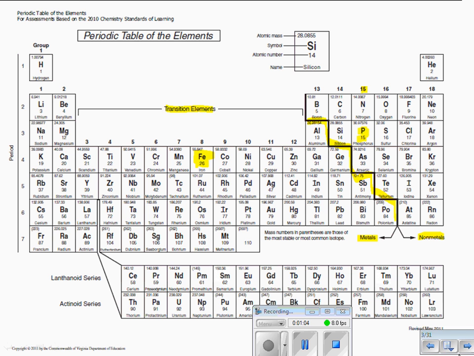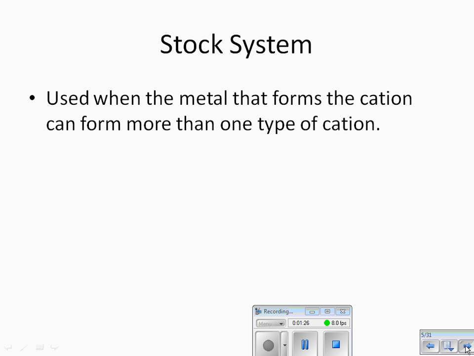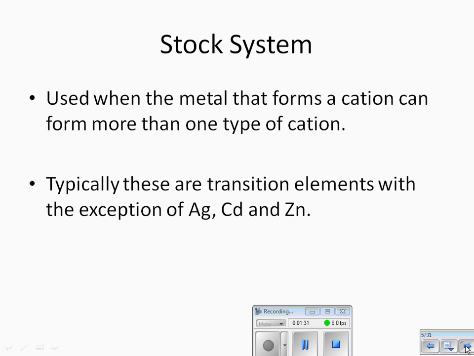So let's go back to the rules that we discussed in prior videos and take a look and see if it falls into the rules where we have to use the stock system. It is not a group 1 or group 2, nor is it one of these special elements that only form one particular cation. So it is one that we are going to need to use the stock system for, because it can form several different types of cations. Okay, it is one of those transition elements that is not silver, cadmium, or zinc.